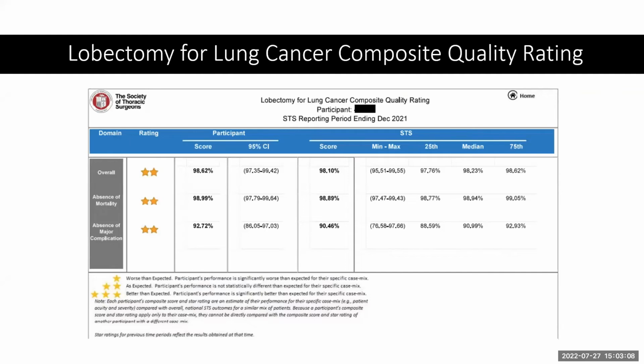So it shows where all the participants lie within all of the STS. If we go back to the participant's information, we can see that they have 2 stars in all domains. But first, I just want to talk about their scores, or their percentages. We'll talk more about the star ratings in just a minute. The scores are 98.62, 98.99, and 92.72. What this is telling us is the proportion, the percentage, of patients who would not experience the indicated adverse outcome or domain if the participant treated a large number of patients. Okay, you can go to the next slide.